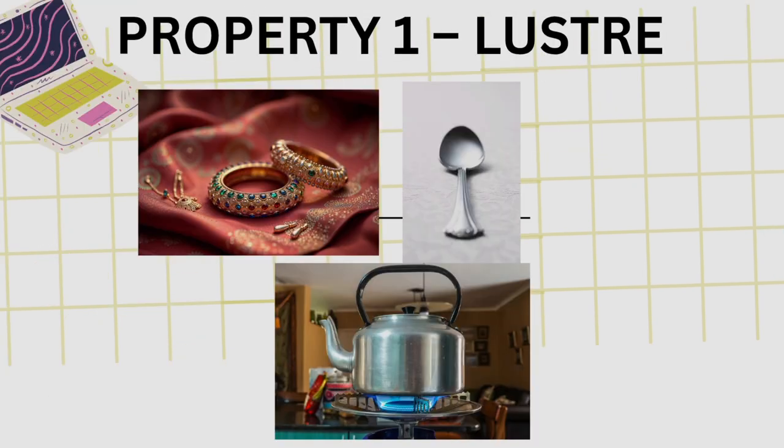Luster means, when we buy a new gold jewelry, a silver spoon, or a new steel kettle, it has a shiny surface. Or if you rub an old iron nail with sandpaper, you can see a shiny surface. So the shining property of metal is called luster.